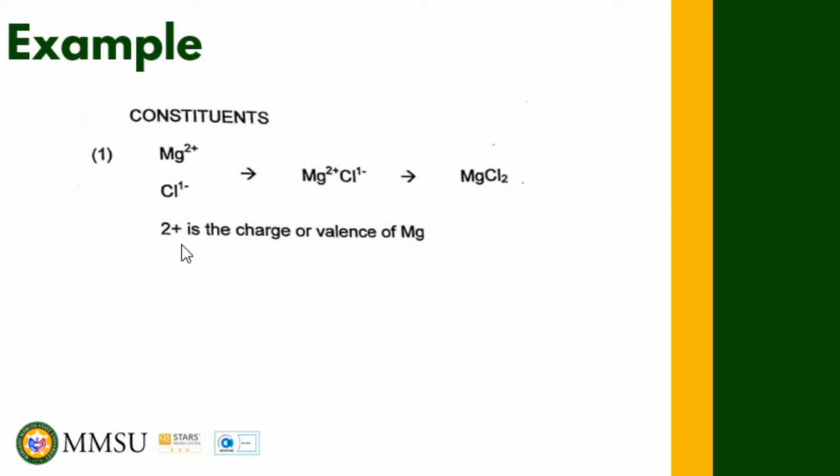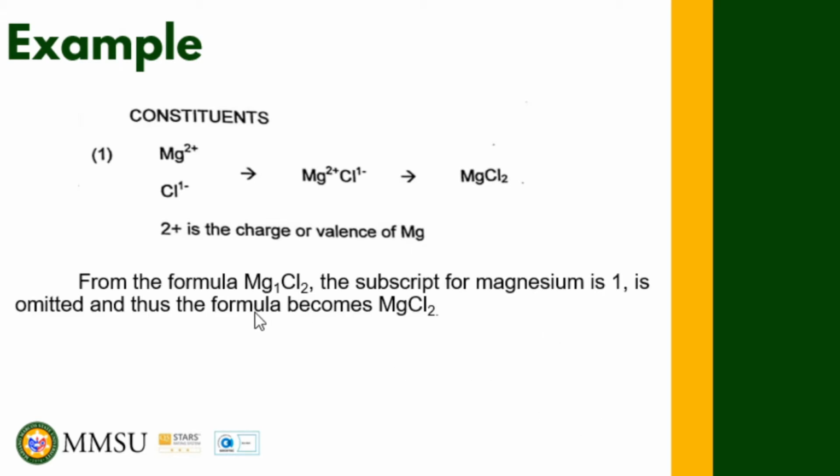So, the 2 plus is the charge or valence of Mg. So, from the formula, Mg1Cl2, so dapat Mg1Cl2. Pero yung subscript of magnesium is 1, so therefore, it is omitted and thus the formula becomes MgCl2. So, naging MgCl2 na instead of Mg1Cl2.